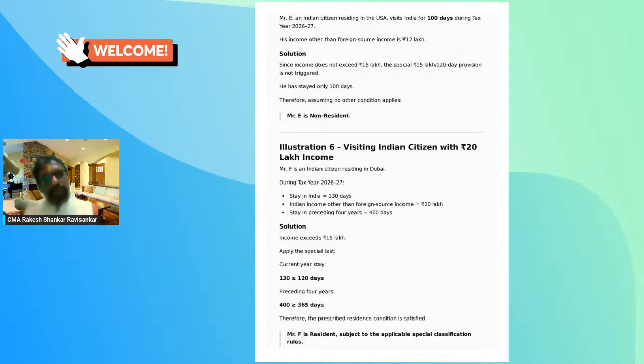You can post your queries in the chat box. Wherever possible, we will be able to answer all your queries. The purpose of having this session is to make yourself very aware of the relevant provisions, to equip and empower yourself for the Income Tax Act 2025.